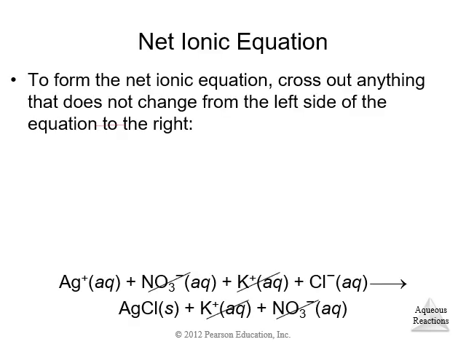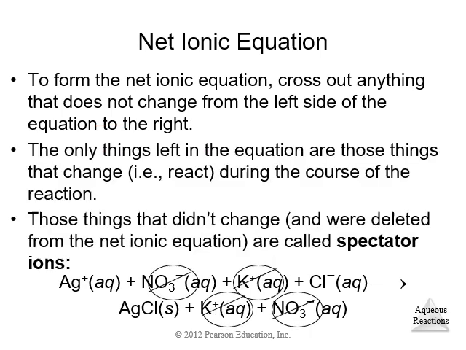The net ionic equation is the most accurate representation for a reaction. To form the net ionic equation, cross out anything that does not change from the left side of the equation to the right side. The only things left in the equation are the things that will change or react during the course of the reaction. In this case, the substances that will form the solid, but it could also be a gas or water that would be produced in a neutralization reaction.